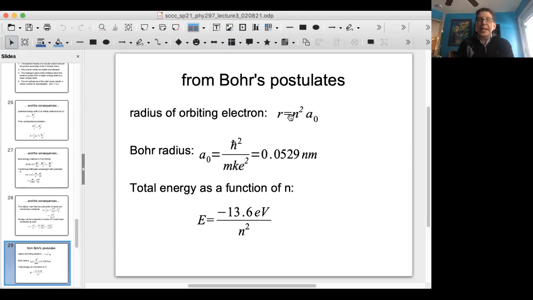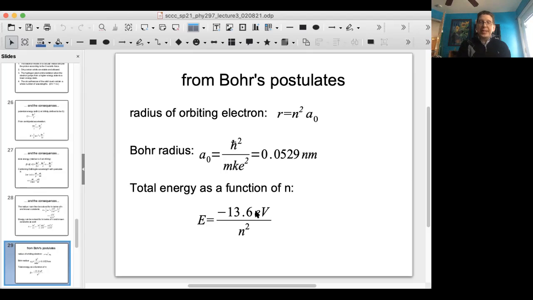So you have the radius in terms of the Bohr radius, which is equal to 0.0529 nanometers. The total energy in electron volts is a number divided by n squared, and that number is equal to negative 13.6 electron volts. So if n equals 2, you're dividing that number by 4, but keep in mind you have a negative sign. So the energy of state 2 is actually greater than the energy of state 1.